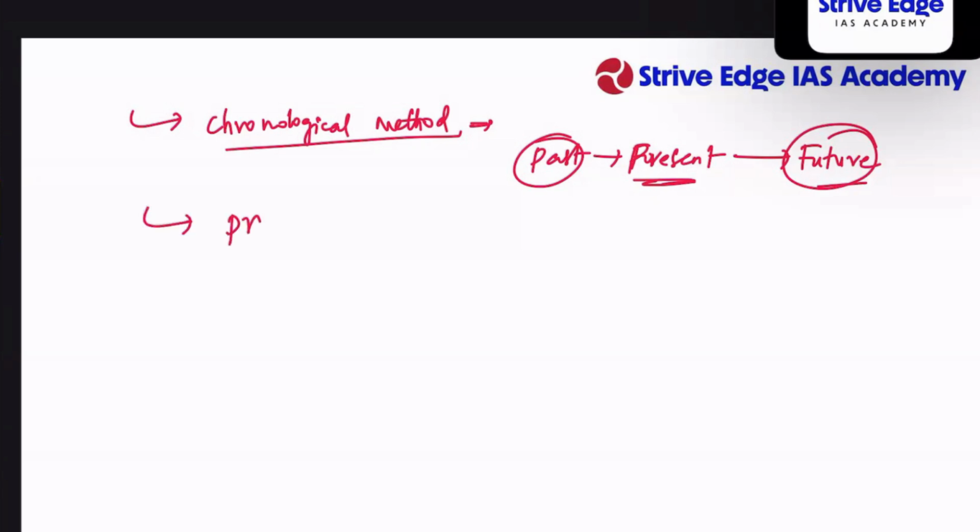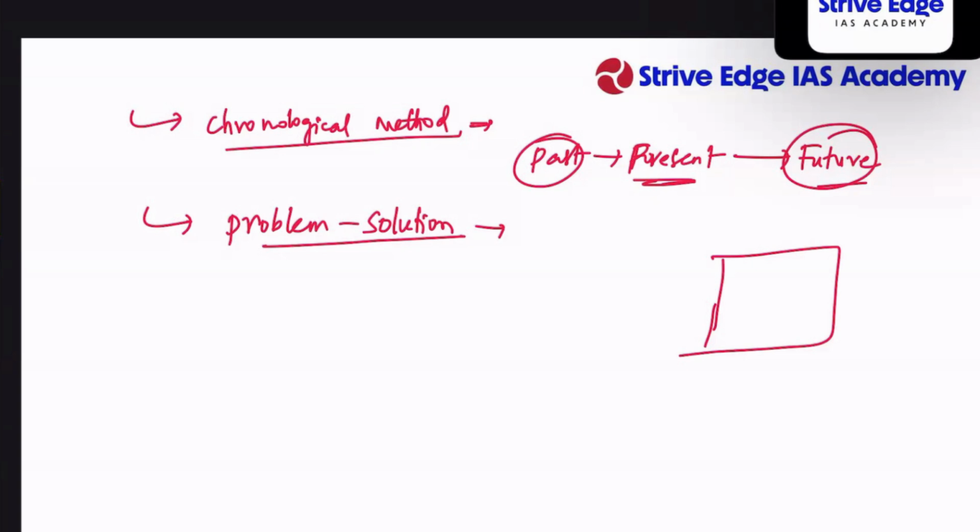And the other one is the problem solution. You take the topic and identify the problems that are there in it. After identifying the problem, you try to provide a solution. In a page, usually it is preferred that 2 to 3 paragraphs are written in the body.